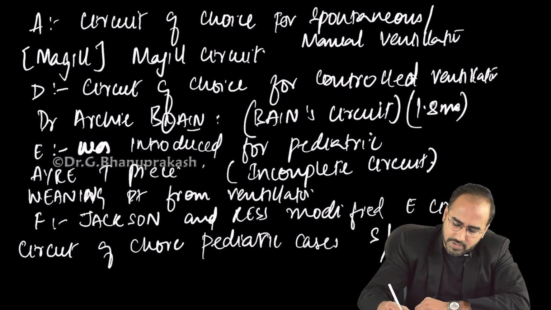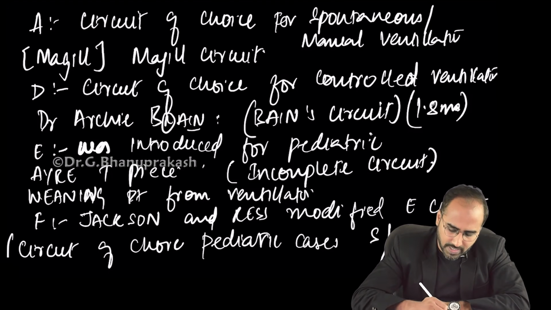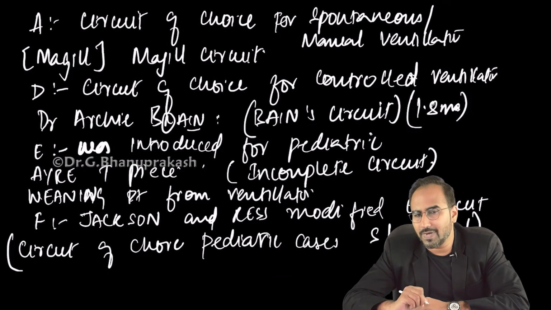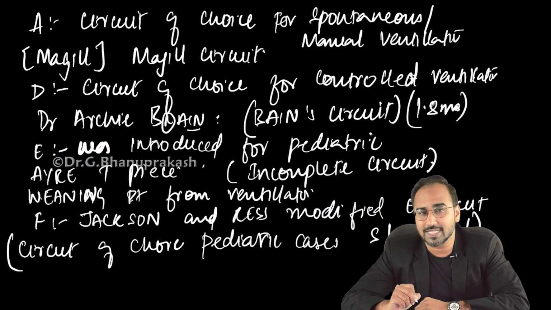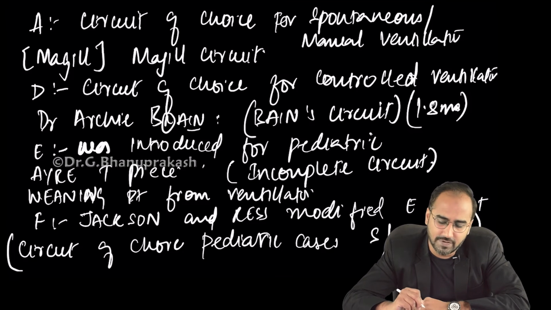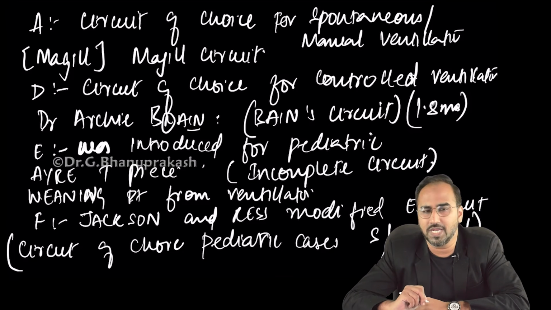Whether it is spontaneous or controlled ventilation. So type F circuit is the Jackson-Rees modification of type E circuit, and this is regarded as a circuit of choice for spontaneous as well as controlled ventilation. In what cases? In pediatrics.